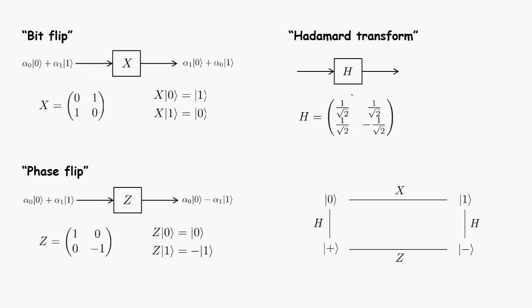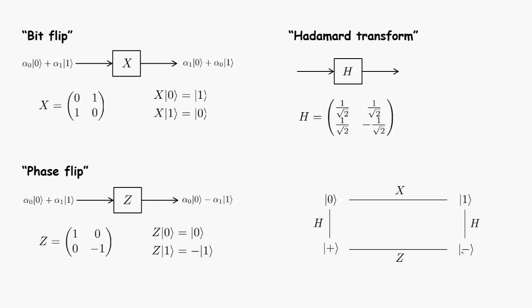Finally, let's see something rather interesting about how the Hadamard and the phase and the bit flip relate to each other. What we saw is that the Hadamard transform swaps between 0 and plus and 1 and minus. Now what does the bit flip gate X do? Well, it swaps 0 and 1. And what does the phase flip gate do? It swaps plus and minus.